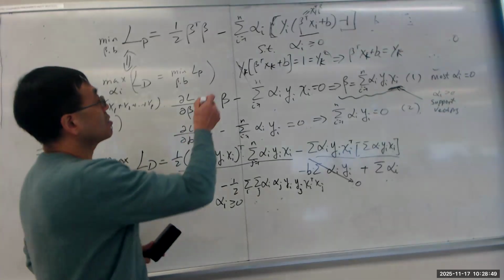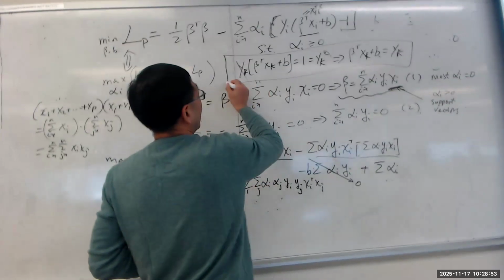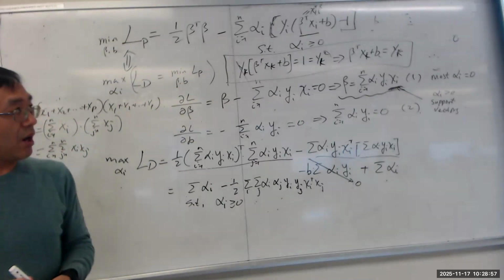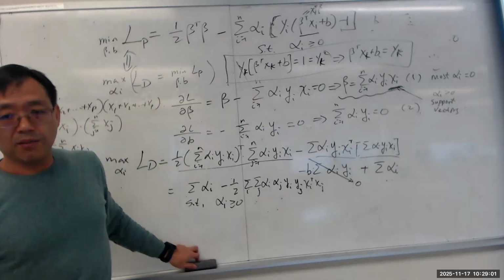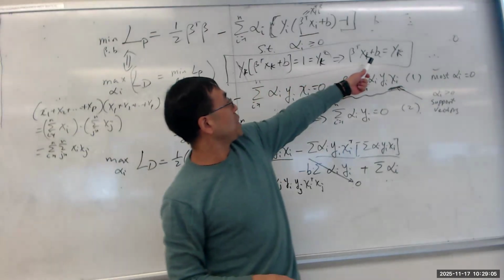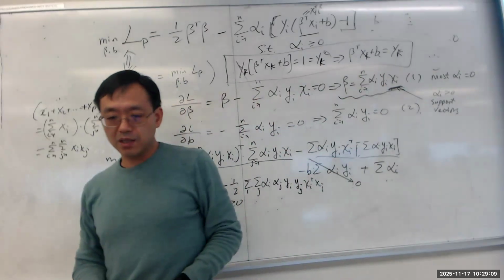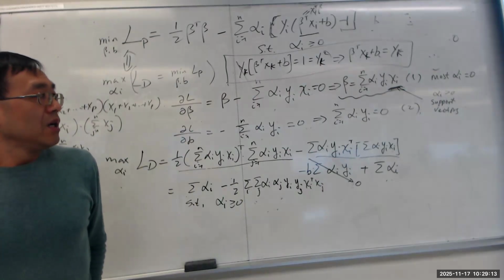Okay, so for those on Zoom, this is what I wrote here. Because yk is equal to 1 or negative 1, yk squared is equal to 1. So b is essentially yk minus beta transpose xk, right? That's what we have here.